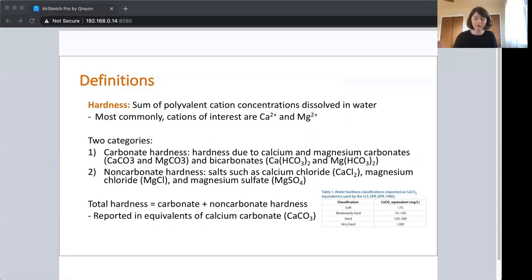But there's also non-carbonate hardness. So things like calcium chloride and magnesium sulfate also generate the calcium and magnesium ions, but we don't have that carbonate associated with it. And so total hardness is this carbonate plus your non-carbonate hardness. And generally, hardness is reported in equivalents of calcium carbonate, okay?